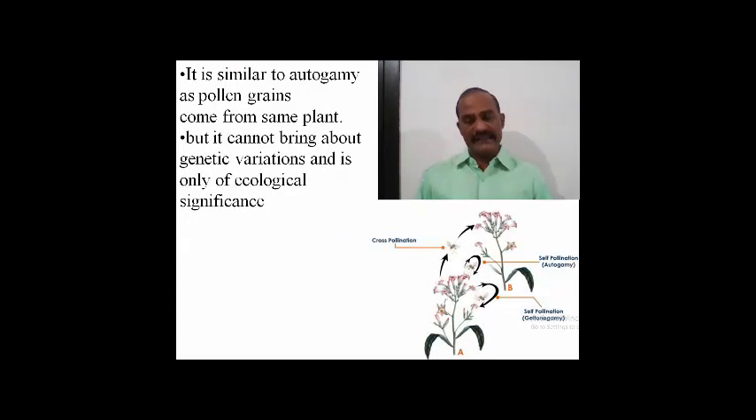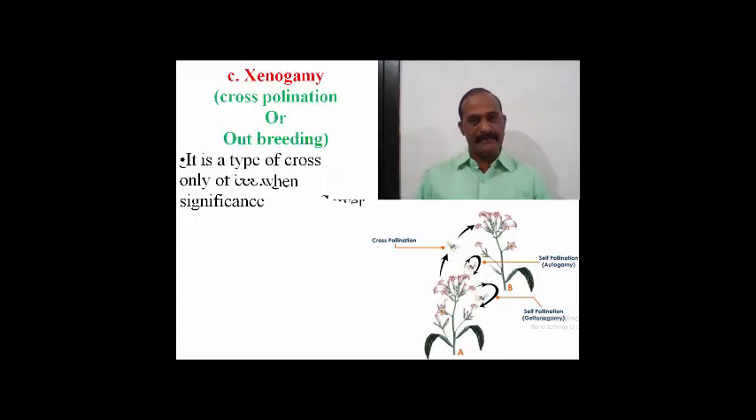In addition to that, we can say it is similar to autogamy, as the pollen grains come from the same plant, but it cannot bring about genetic variation and is only of ecological significance. Only it is ecologically important. Otherwise, genetically there are no variations. That's why it is not given much importance.